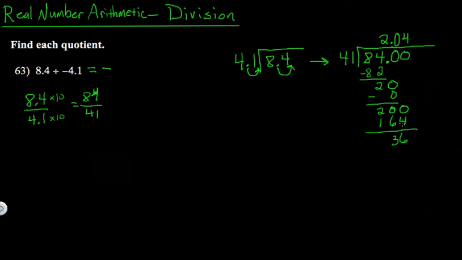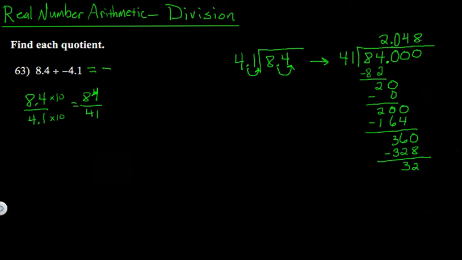I'm just thinking about what I need to add to this to get it to 200. So that's 36. And I can annex another 0 and bring it down. So this becomes 360. And I think 41 will go into that 8 times. So 41 times 8 is 328. And then I subtract. 360 minus 328 is 32.